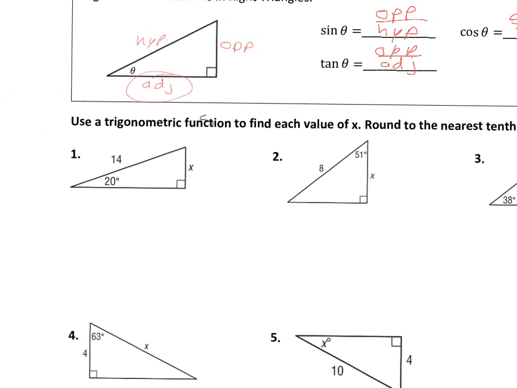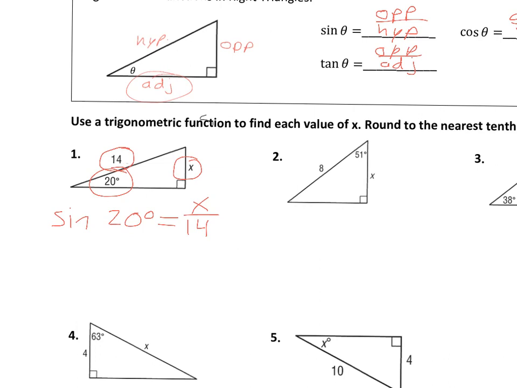Okay, get your calculators ready. So for number 1, we have an angle, so that'll be our theta. We want the opposite side, and we know the hypotenuse. So what uses opposite and hypotenuse? Sine does. So sine of 20 degrees will equal opposite side, we see an x, and hypotenuse we see a 14. Okay, we're trying to get x alone, so we have to multiply by 14.